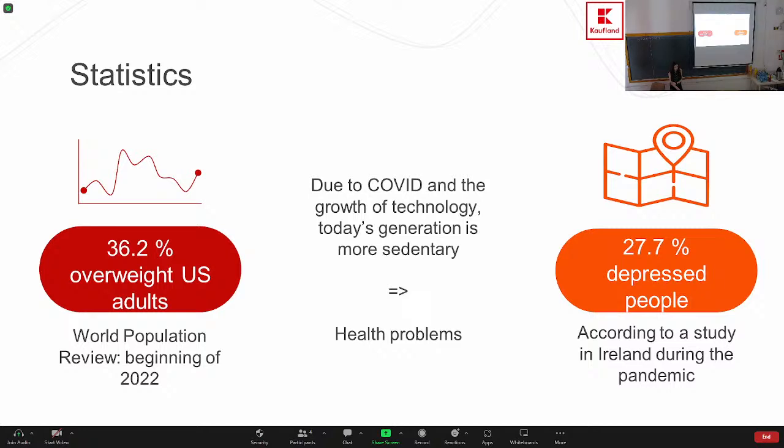On the other hand, due to the COVID lockdowns, anxiety and depression increased. According to a study in Ireland, more than a quarter of their population suffered from it. And it is well known that depression and anxiety cause malnutrition.